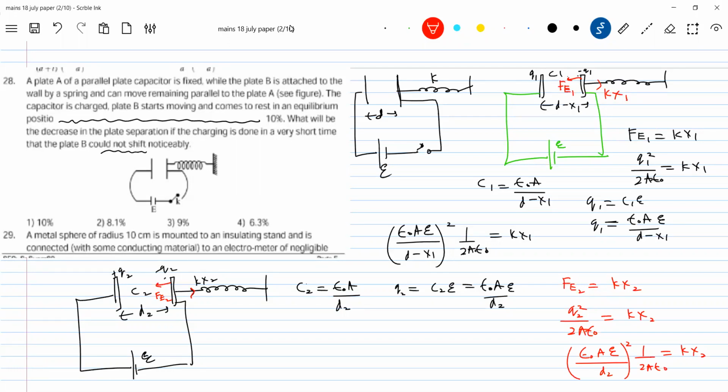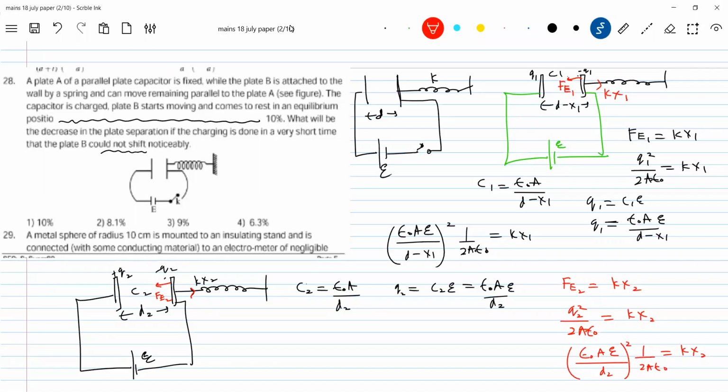We do have these two, and some relationship could be imposed. I don't know what this sentence is. What will be the decrease in plate separation? The charging is done in a very short time. I just assumed a situation like this here. Now, what is the sentence I'm missing? So I could not understand further.